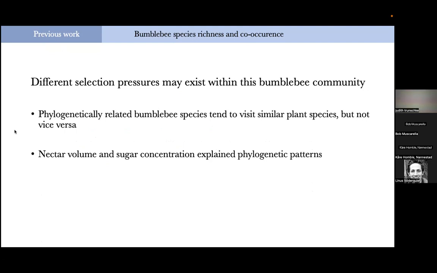And for the importance of phylogeny, we can see that related bumblebee species tend to visit similar plant species, but not vice versa. And for functional traits, it's mainly the reward of nectar that plays a role structuring these networks and identifying that different bumblebees spread their niches into different floral resources.